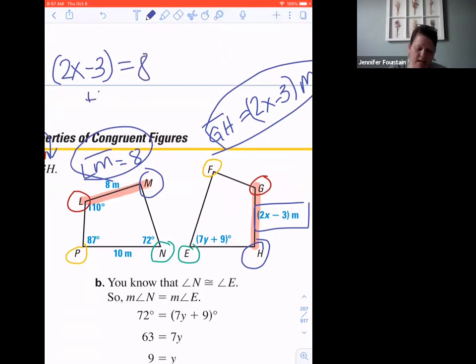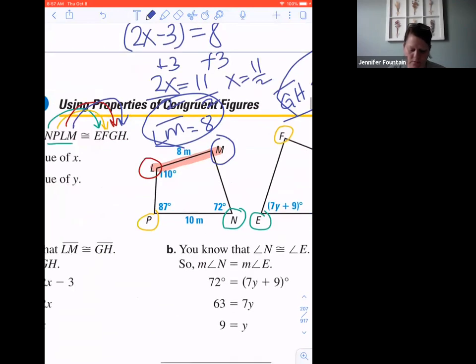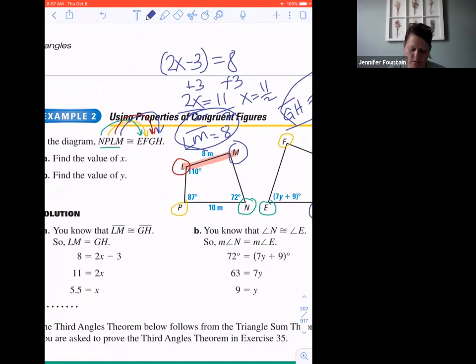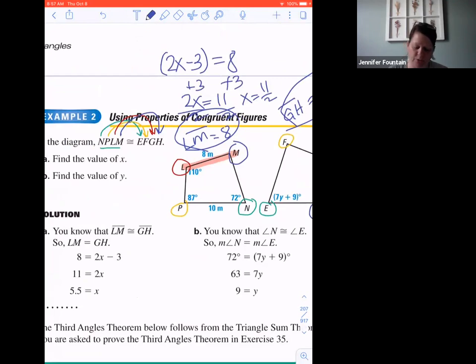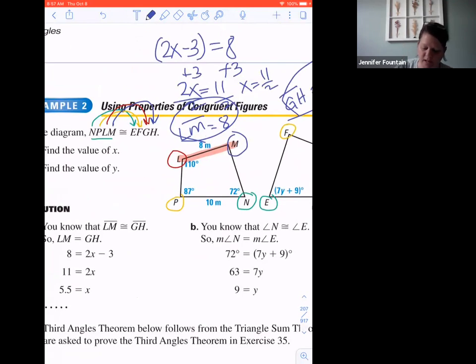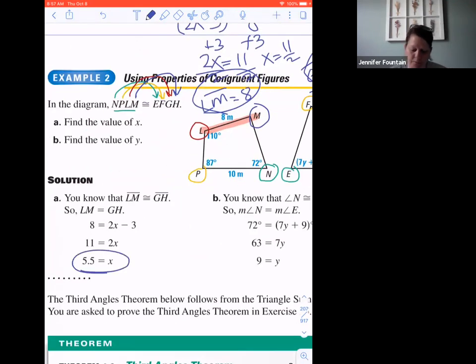So add 3, 2x equals 11, divide by 2, x equals 11 over 2. I did something wrong there. Okay, 11 over 2 equals 5.5. So they just went ahead and put it as a decimal here.